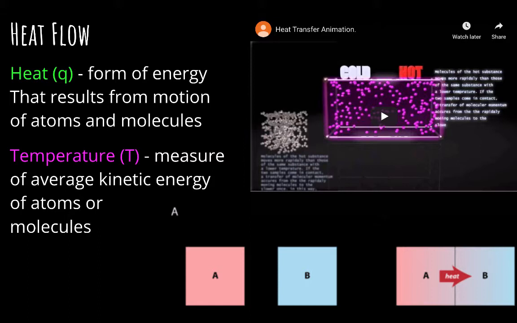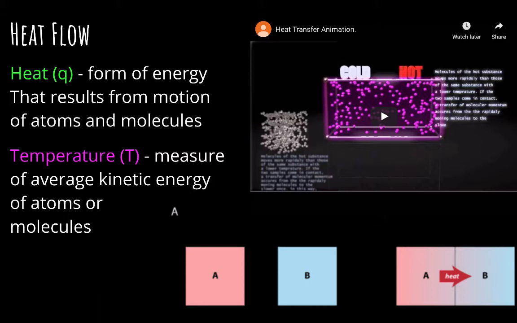Temperature is a measure of the average kinetic energy of atoms or molecules. Heat is something that can't be measured directly. We don't have a piece of equipment that we can put into something to measure heat, but we do have thermometers that we can use to measure temperature. And that temperature allows us to have a better idea of the kinetic energy, which then can help us understand how that heat is being transferred.